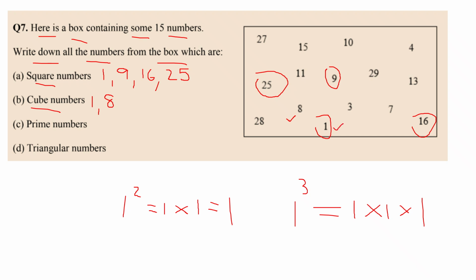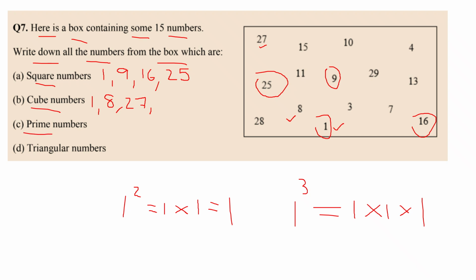Next up, we've got 3 cubed, which is 3 times 3 times 3, which is 27. That is there. The next one is 4 cubed, which is 4 times 4 times 4, which is 64. That's above the 20s and not on there, so we can stop there.